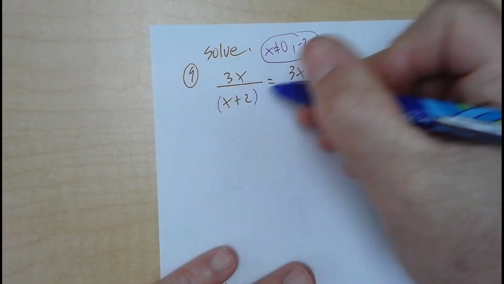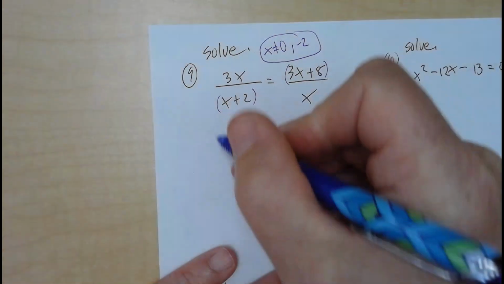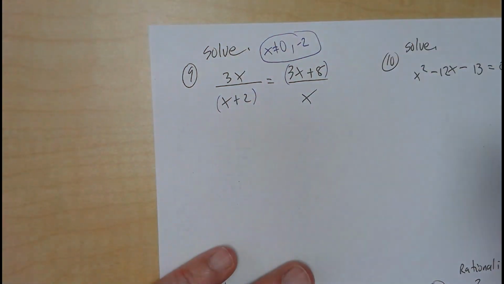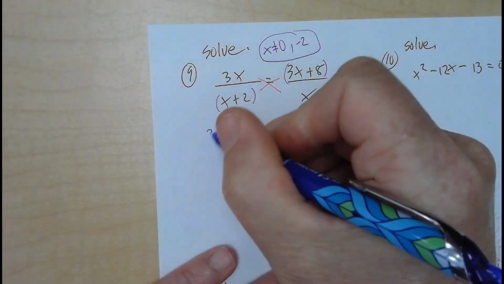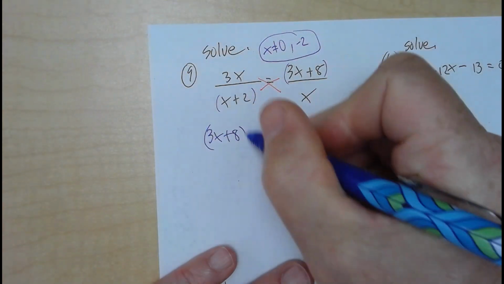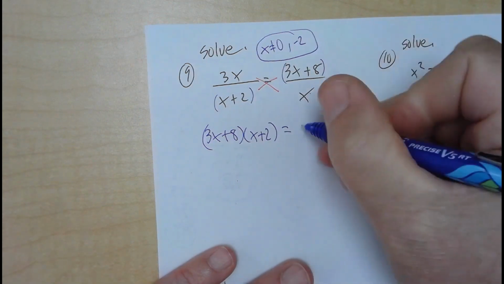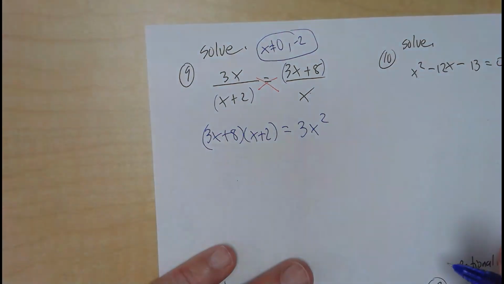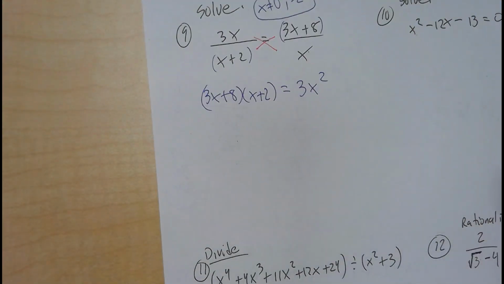All right, so my binomials, I love my binomials. I'm going to give them a hug, so I'll put some parentheses around them. To solve a proportion, we cross multiply. So we get 3x plus 8, and then x plus 2. And then we're going to multiply these together, 3x squared. Now we just start foiling it out and getting an answer here.